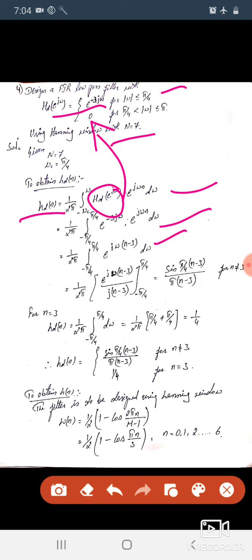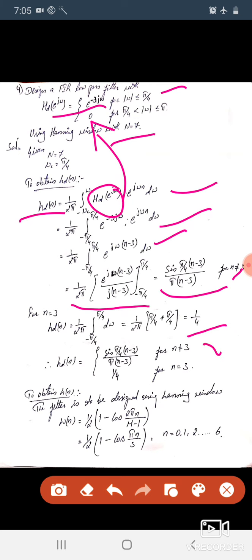Again, apply the integration. You will get 1 by 2 pi e raised to j omega n minus 3 divided by j into n minus 3, from minus pi by 4 to plus pi by 4. If you solve, you will get sin pi by 4 into n minus 3 divided by pi into n minus 3, for n not equal to 3. When n is equal to 3, you will get 1 by 4.